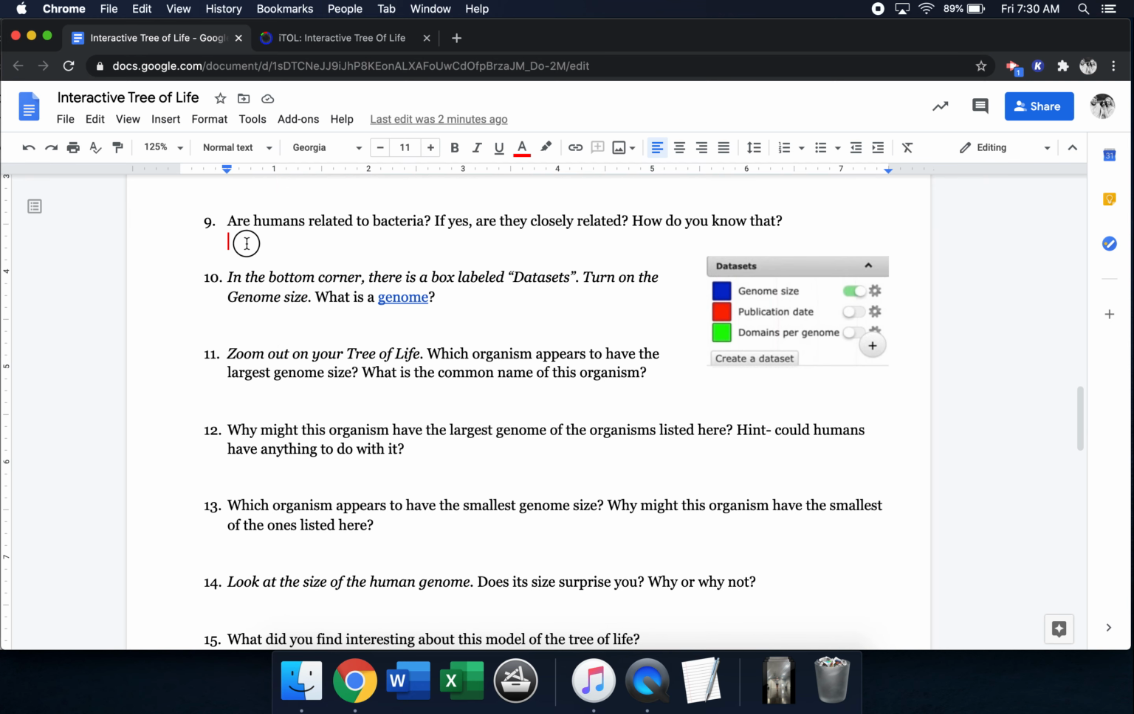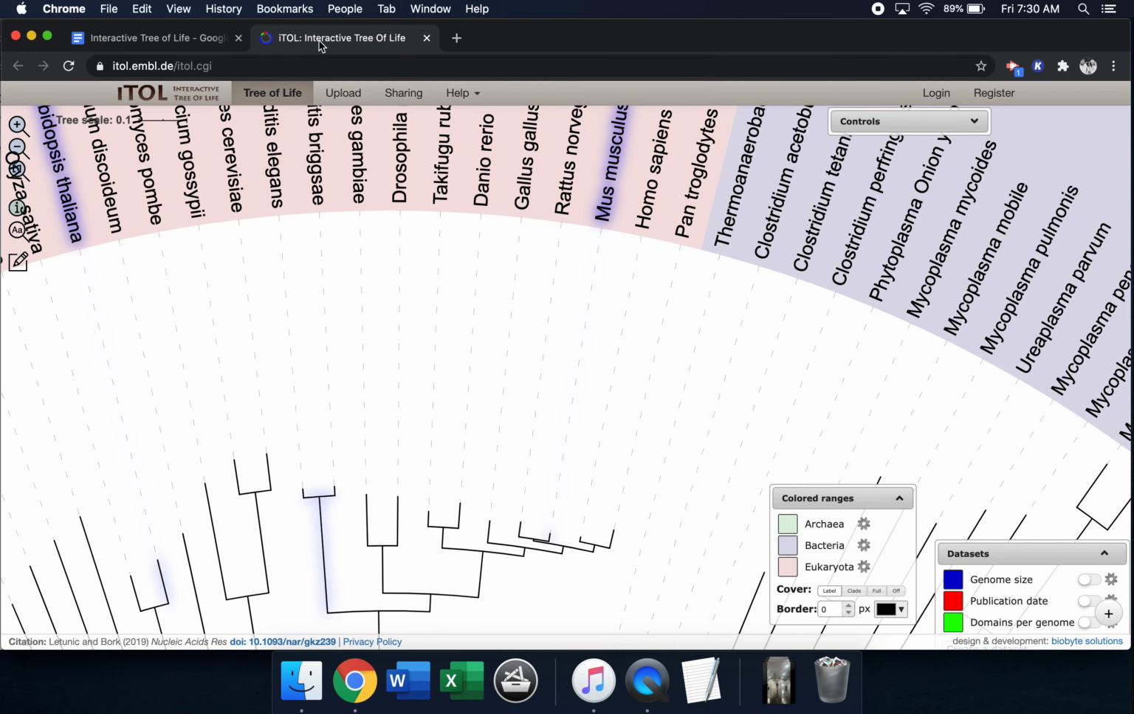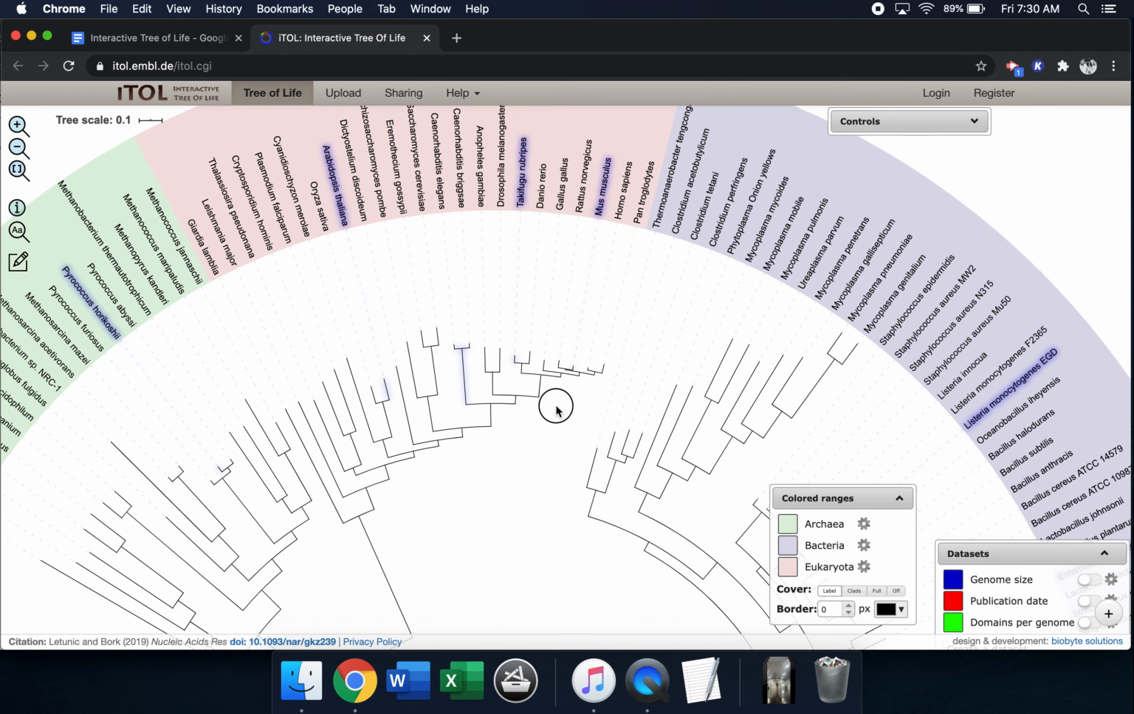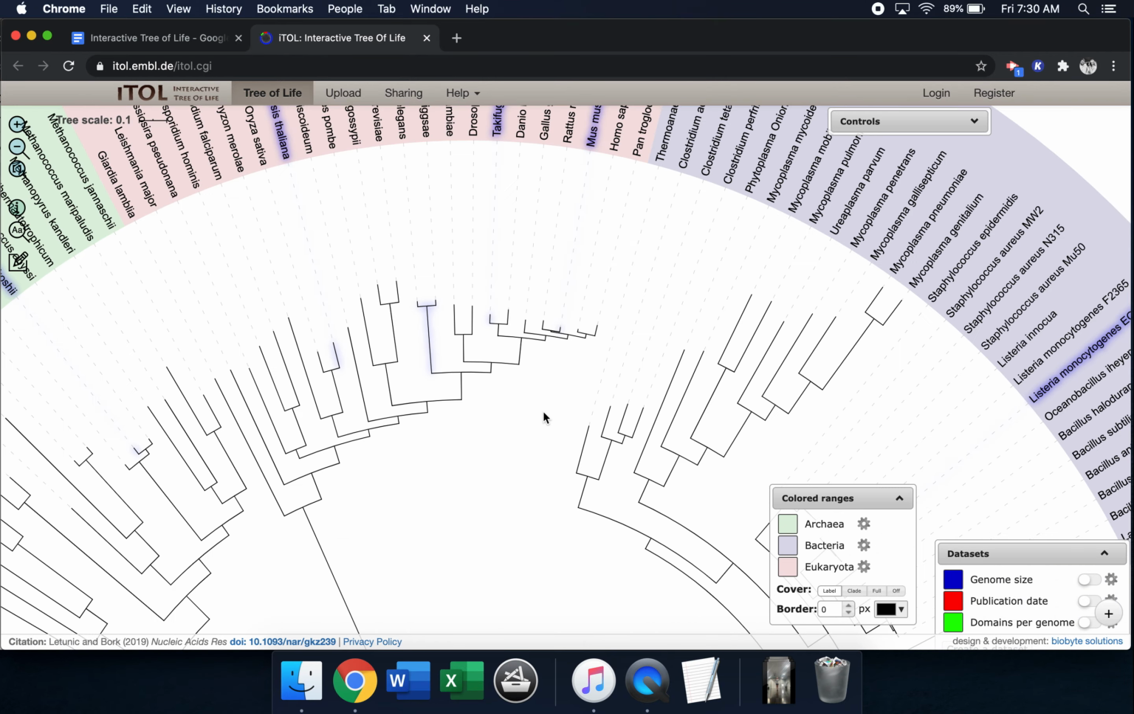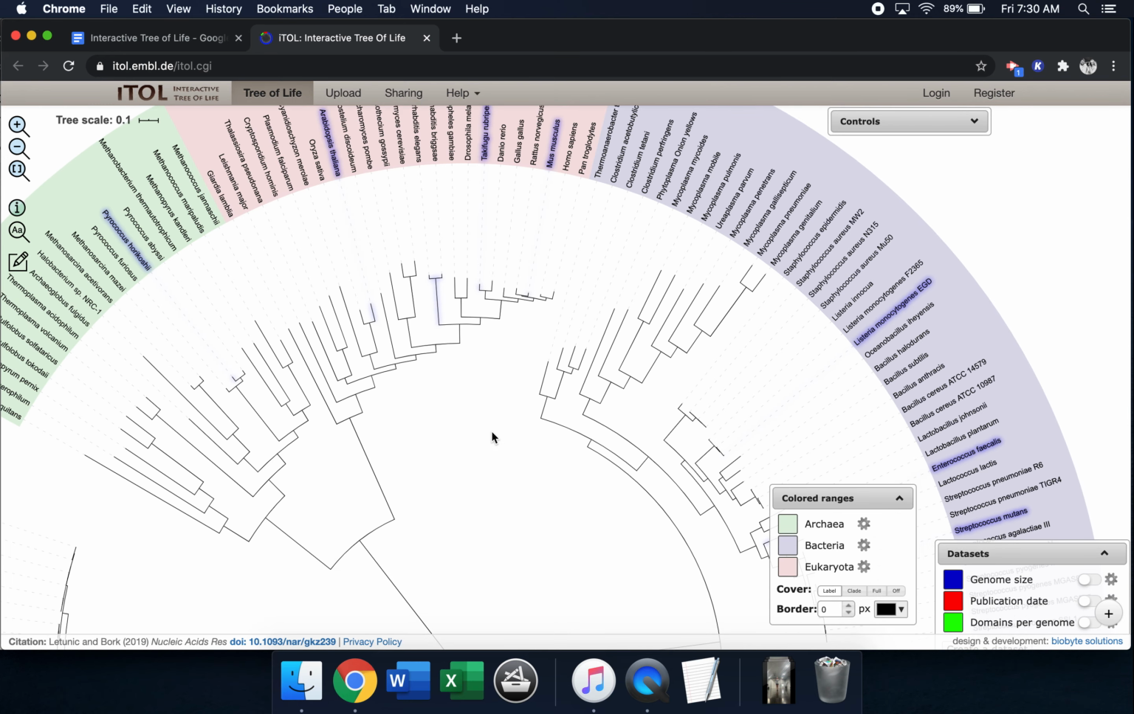All right, number 9. Are humans related to bacteria? If yes, are they closely related, and how do you know that? So I'm going to zoom out. Sorry, it asked bacteria. I think I said worms. Are they closely related to bacteria? So again, I'm going to trace this all the way down.